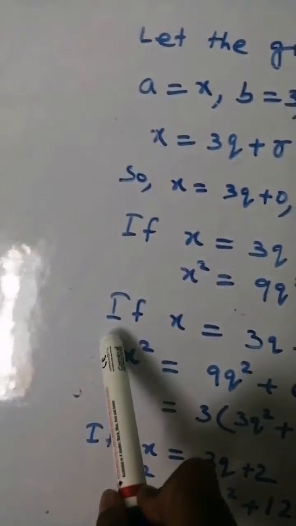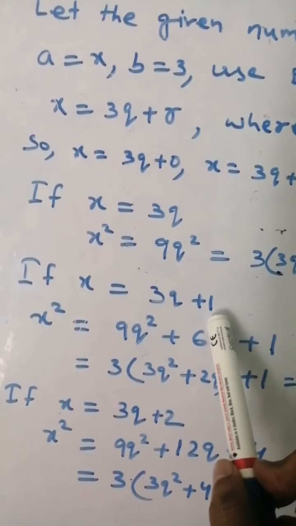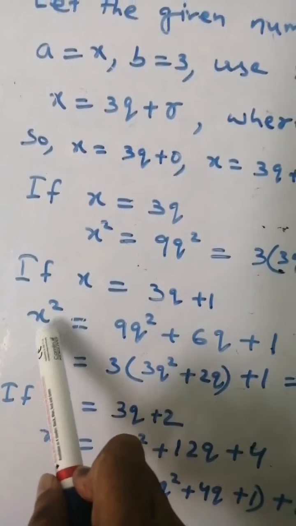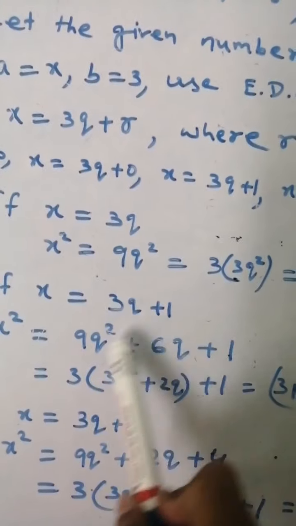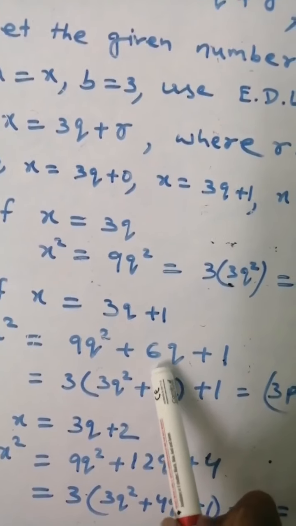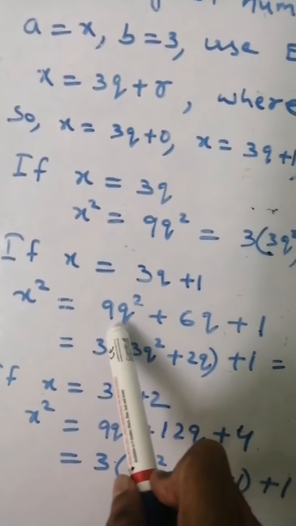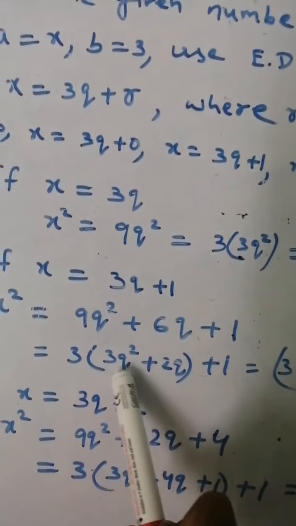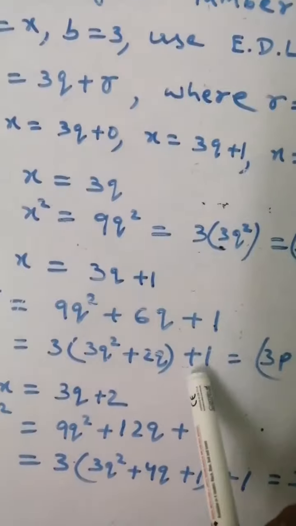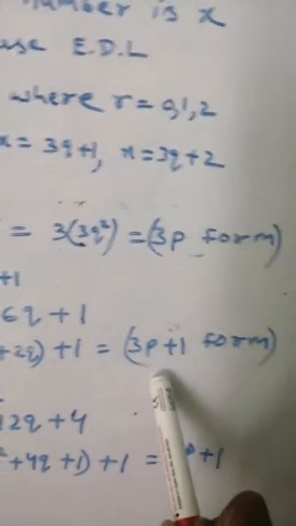Case 2. If x is equal to 3q plus 1, that is case 2. That means its square, x square, is equal to, when you find its whole square, 9q square plus 6q plus 1 using the a plus b whole square formula. And taking 3 common from this part, you can write 3 into 3q square plus 2q, and plus 1 same as it is. Therefore, it is in which form? 3 into p plus 1. So it is 3p plus 1 form.